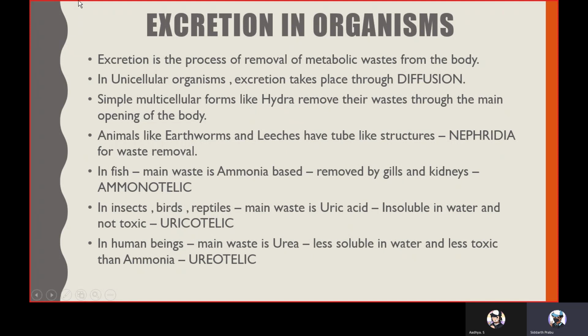In fish, the main waste is ammonia, removed by gills and kidneys, ammonotelic. In insects, birds, and reptiles, the main waste is uric acid, which is insoluble in water and non-toxic. It is uricotelic. In human beings, the main waste is urea, less soluble in water and less toxic than ammonia.